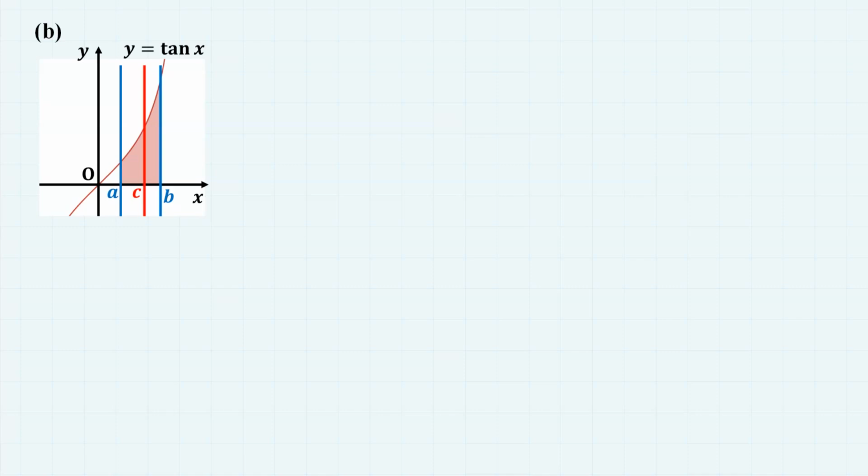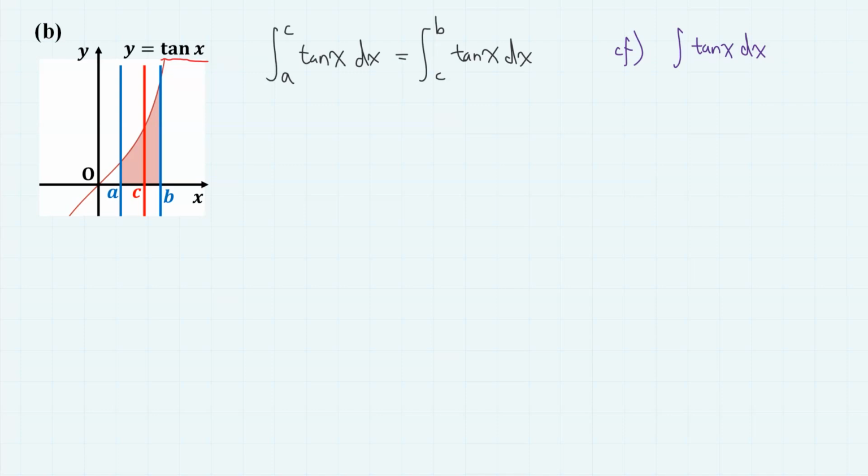Now the second one with the graph of y equals tangent x. The integral relation is pretty much the same, just with a different integrand. So we have the integral of tangent x from a to c is equal to the integral of tangent x from c to b. In case you're unfamiliar, the antiderivative of tangent x is sine x over cosine x. Then we put a minus sign on the numerator and a minus sign at the front.